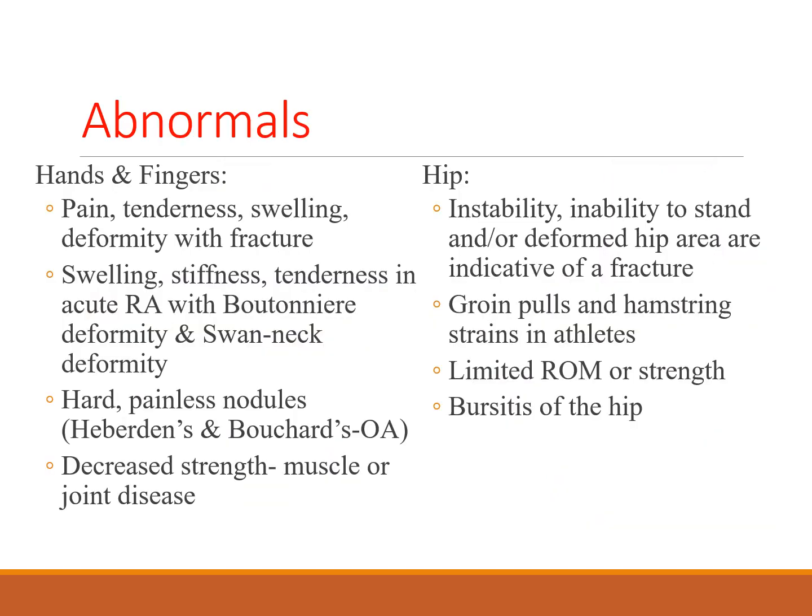Some abnormals from the hands and fingers again, pain and tenderness, swelling, rheumatoid arthritis. You may identify more of a swan neck deformity where there are more nodules on the knuckles of the patient and the fingers are deformed into that swan neck. As with either of these joints, if there's limited range of motion or strength, we might identify that with some arthritis.